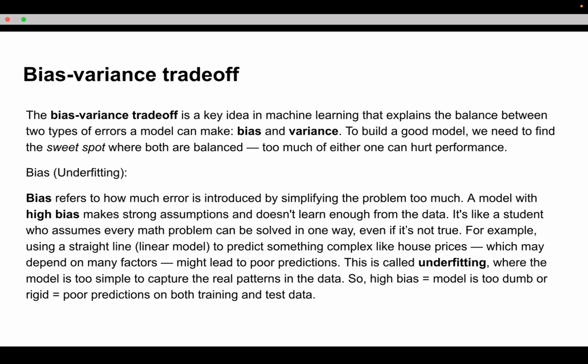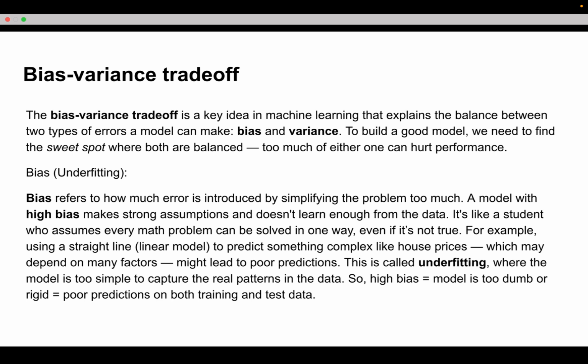Now, bias is basically underfitting. It refers to how much error is introduced by simplifying the problem too much. A model with high bias makes strong assumptions and doesn't learn enough from the data. It's like a student who assumes every math problem can be solved in one way even if it's not true.